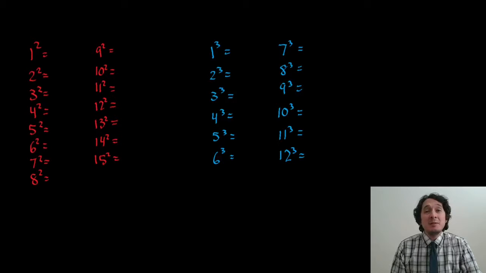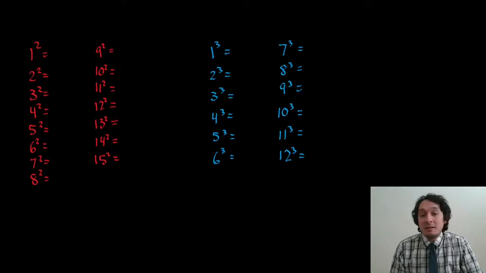Welcome to this video. We're going to talk about the perfect squares and the perfect cubes. What are they? Well, if you have a number and you raise it to a power of 2, then that result will be a perfect square. Or, phrased differently, if you take a number and multiply it by itself, then the answer to that multiplication problem, that's going to be a perfect square.